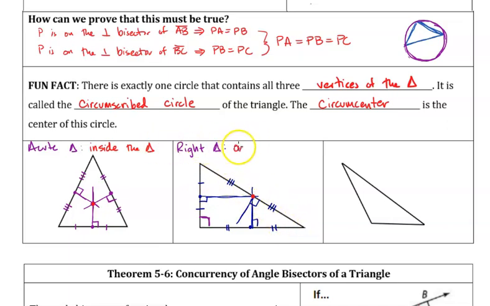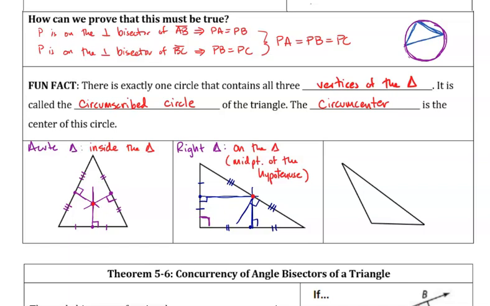So it is on the triangle. Specifically, it is the midpoint of the hypotenuse. So in a right triangle, your circumcenter is the midpoint of the hypotenuse.